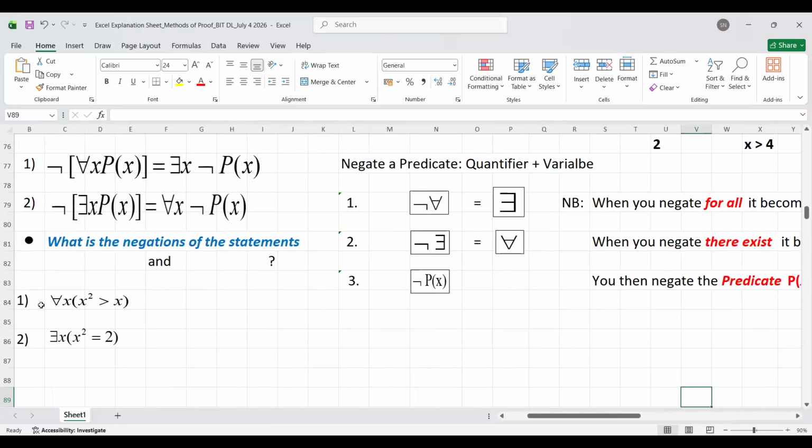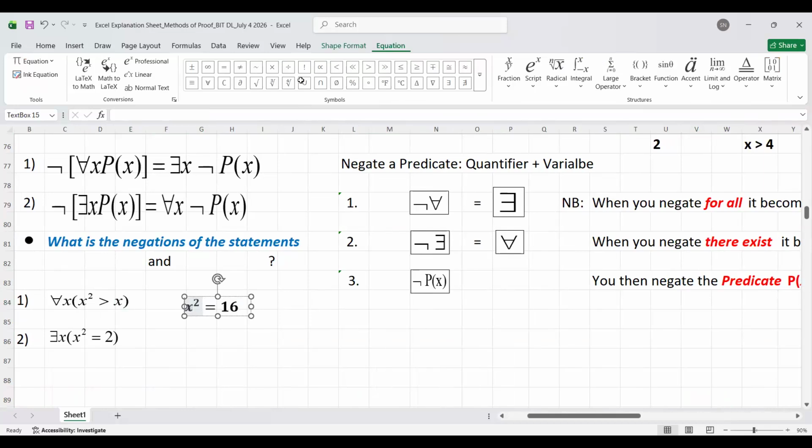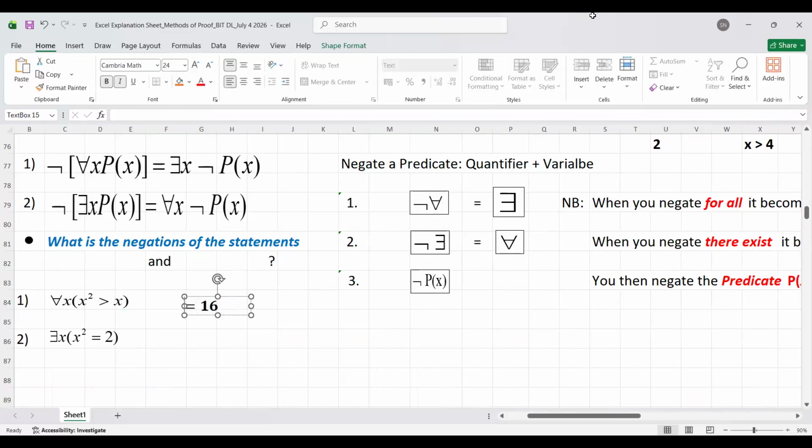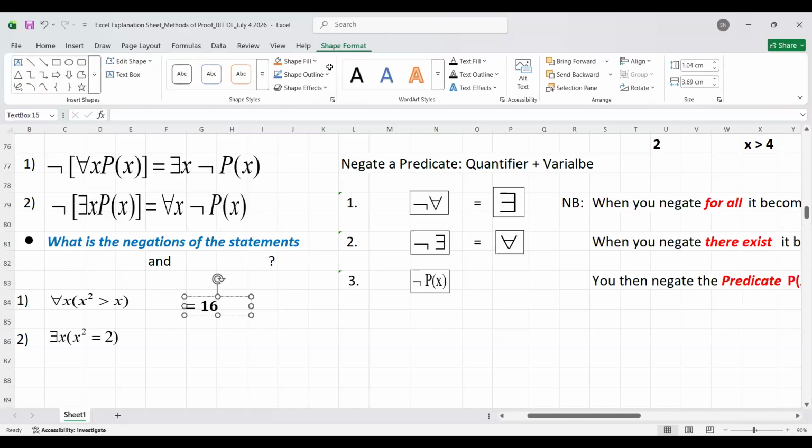For all x, x squared is greater than or equal to x. What will be your answer? When you negate "for all", what will it be? There is an x, so it becomes "there exists". So there exists this x, x squared, and what happens to "greater than"? Less than, less than or equal. Exactly, less than or equal to, you are right.